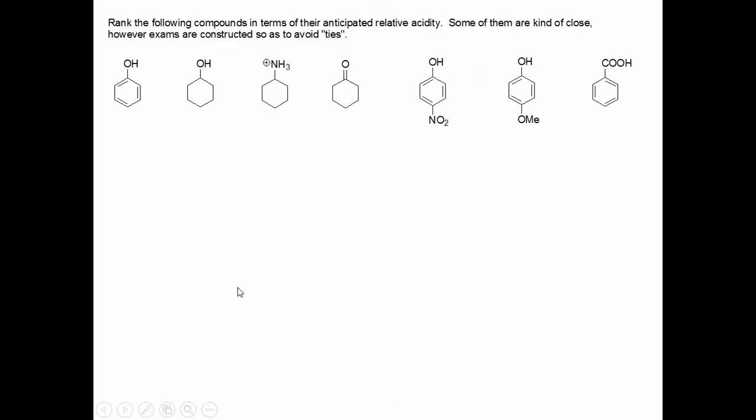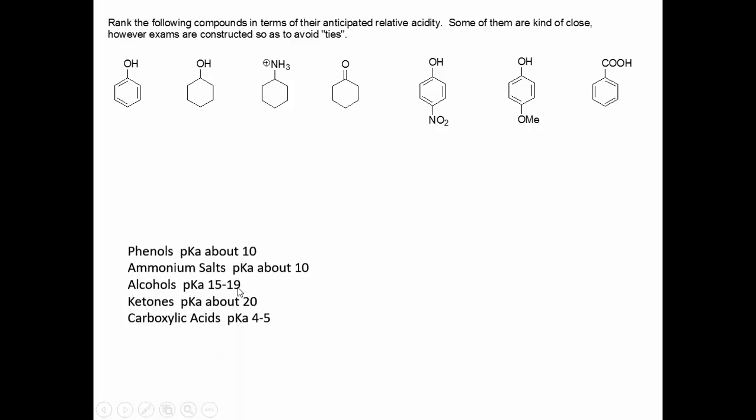Okay, so let's do an acidity ranking question. We're going to rank the following compounds in terms of their anticipated relative acidity. In this case, some of them are a little bit close in acidity, but if a question like this appeared on the exam, there'd probably be fewer things to rank, and we would choose examples where there weren't any ties. Here we're going to have some of them that are a little bit close.